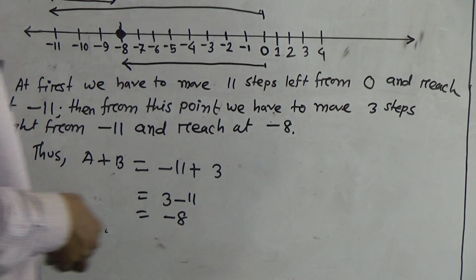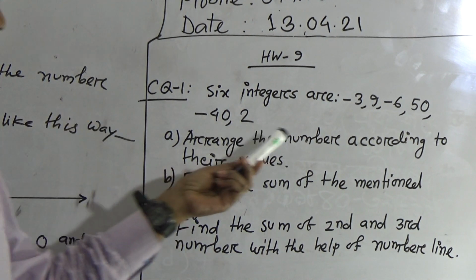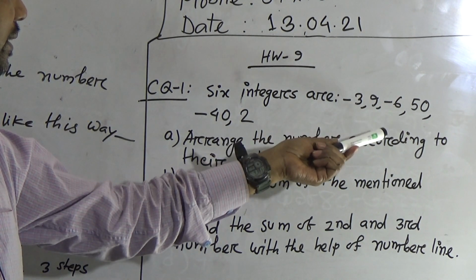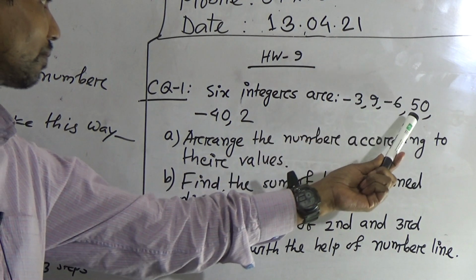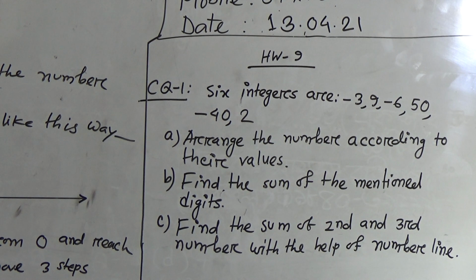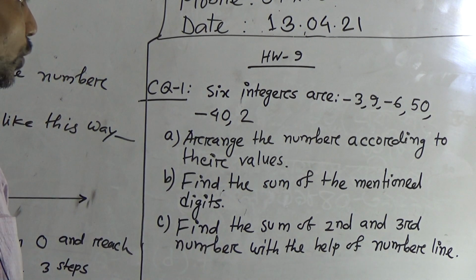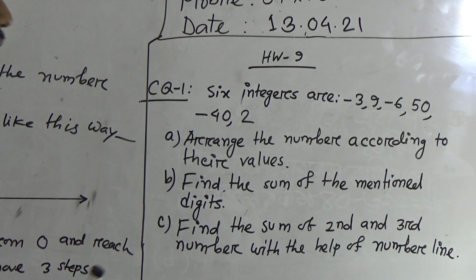Okay, student, now I will talk with you about the SW. Look, SW number 9, CQ1. 6 integers are minus 39, 6, minus 6, 50, minus 42. Then arrange the numbers according to their values, that means you have to arrange the numbers from smaller to greater.